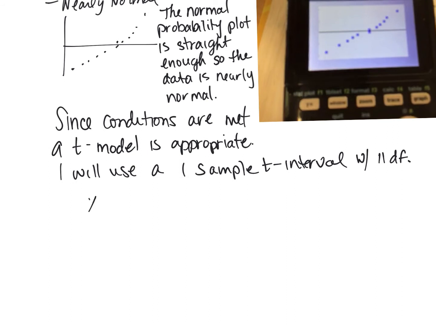Now my calculation is x bar plus or minus my t star with 11 degrees of freedom, with the sigma or s, the standard deviation, over the square root of n.